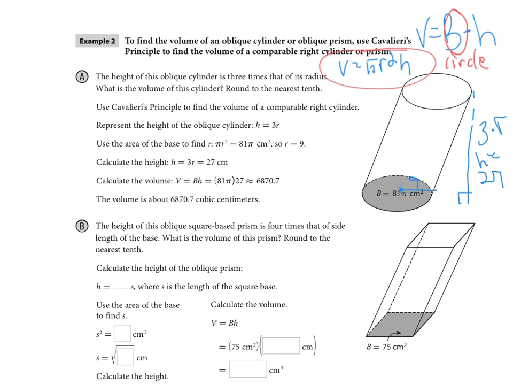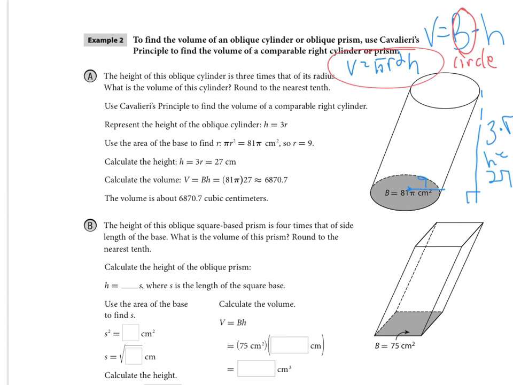And once we have the height, we're just going to calculate the volume because we already have the area of the base being 81 pi, and the area of the base times the height is the formula for volume. So 81 pi times the 27 that we just calculated, and we get 6870.7, rounded to the nearest tenth, which is what we were told to do. So the volume is 6,870.7 cubic centimeters. Again, that's just an oblique cylinder. It doesn't matter if it's slanted, we just still need to know its height drawn down to a perpendicular. Let's move on to part B.